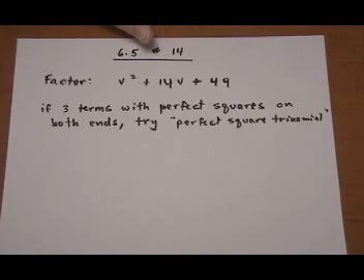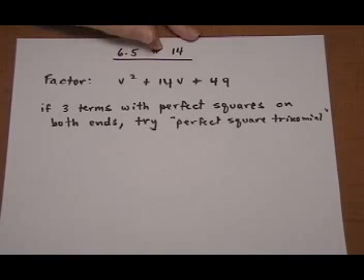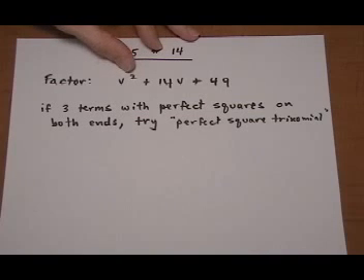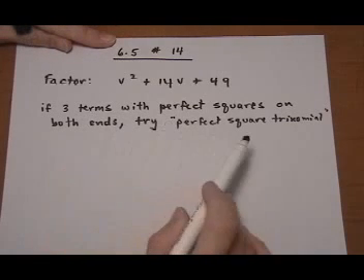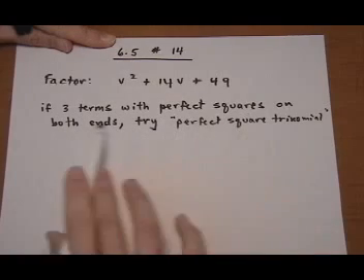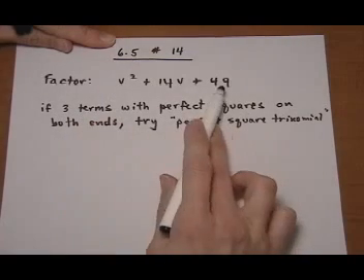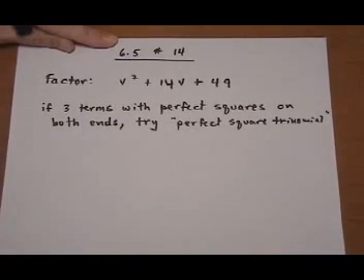All right, that's a trinomial, so we could go ahead and use that normal trinomial factoring if we want to from section 6.3 and 6.4. Or we could look and identify that we might want to try the perfect square trinomial factoring. The way you identify it is if you have three terms with perfect squares on both ends. The v squared and the 49 are both perfect squares, so you want to try perfect square trinomial factoring.